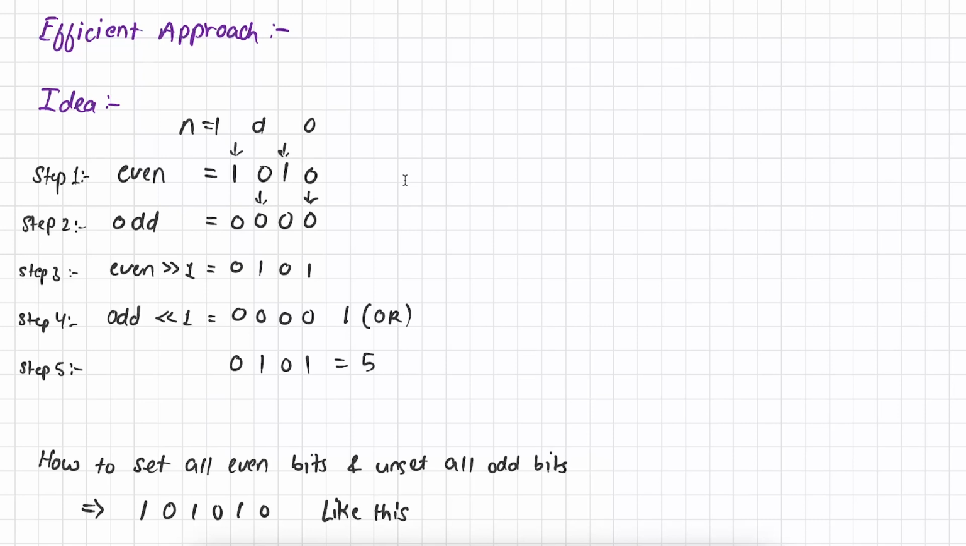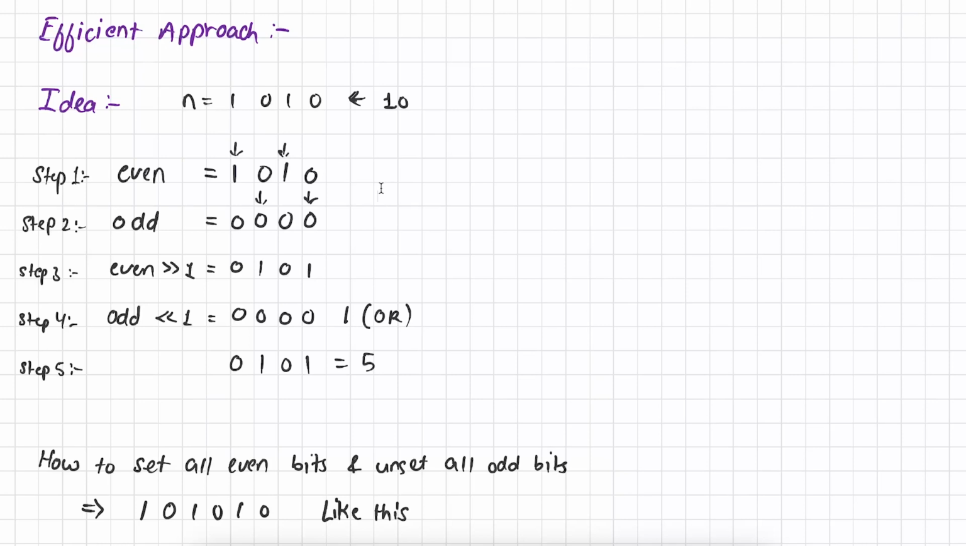So let's see the idea of the efficient approach. We have n equal to 10 and the binary representation of the number 10 is 1010. So what is the idea? As we have to swap all the even and odd positions, or even and odd bits, what we do here, in the first step, is keep only the even bits and unset all the odd bits. So by performing this operation we are going to get one number.